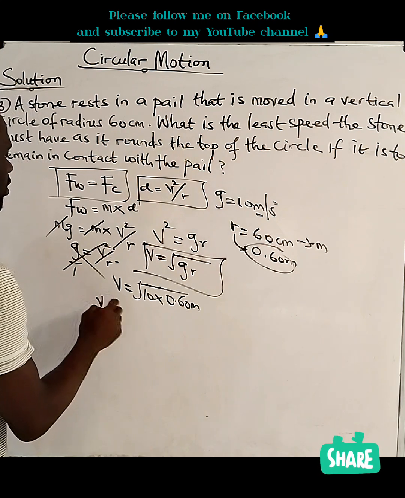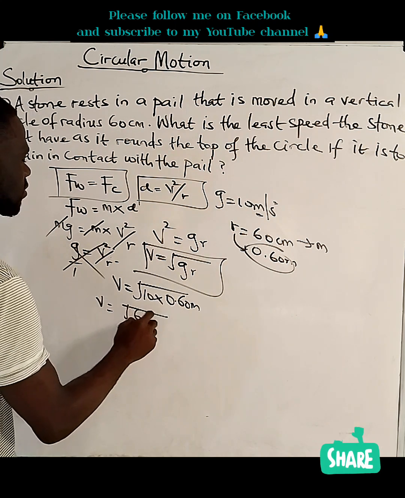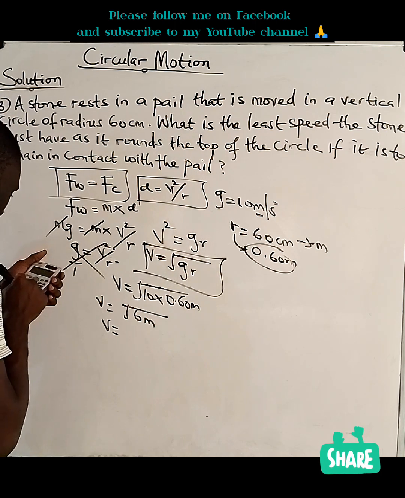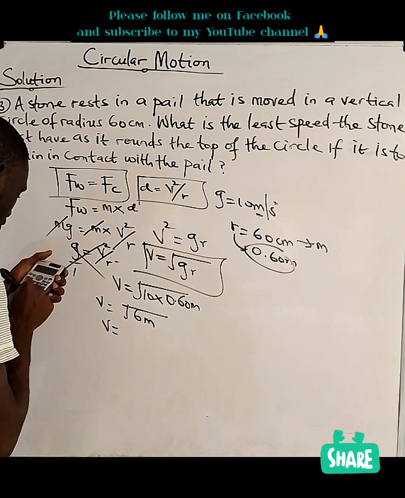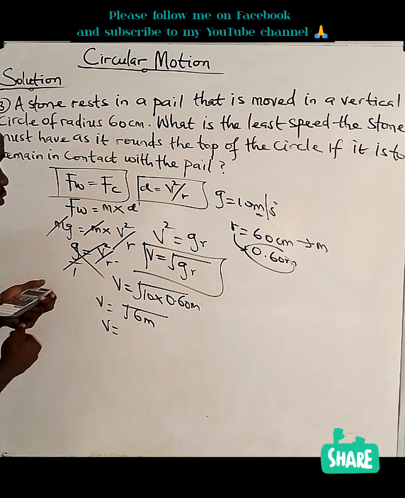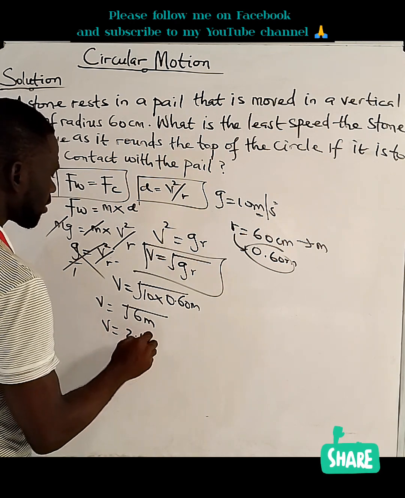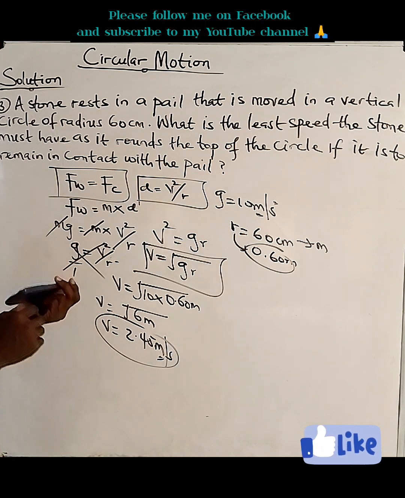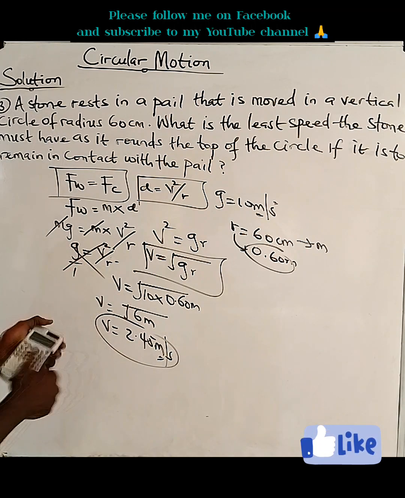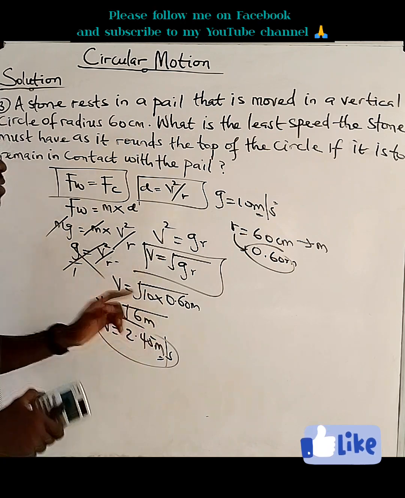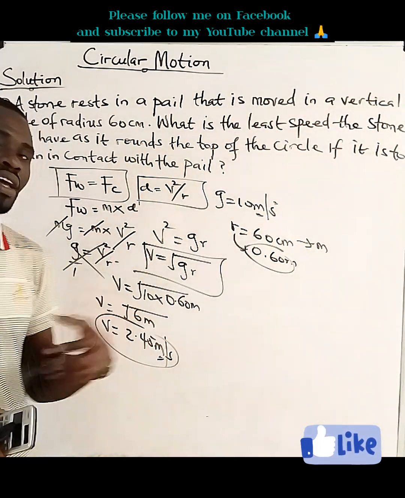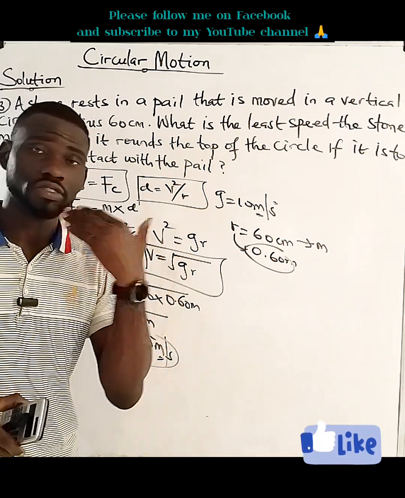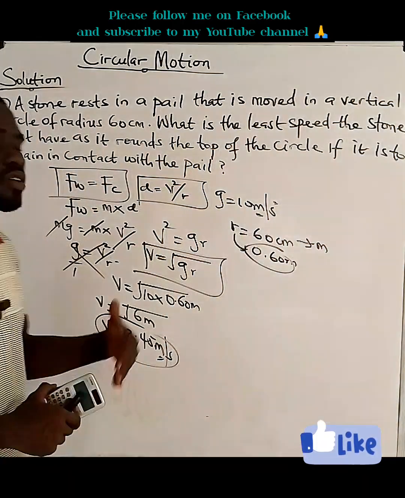So what do we do next? 10 times this is 6. So what's the velocity? The velocity is the square root of 6, which gives us 2.449. So that's 2.45 meters per second. That's the answer. Don't forget, what's the question? What is the least speed? So the least speed that is needed for this stone to remain in the pail, to keep moving in that vertical circular path, is 2.45 meters per second.